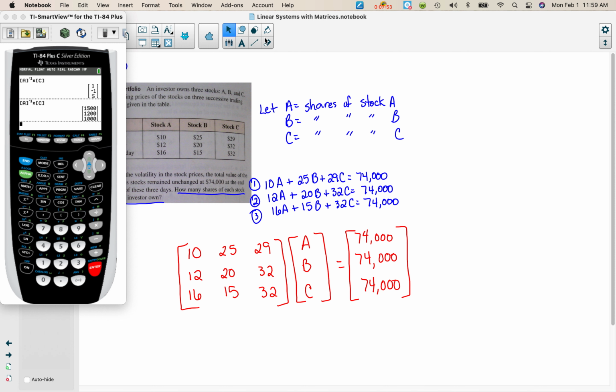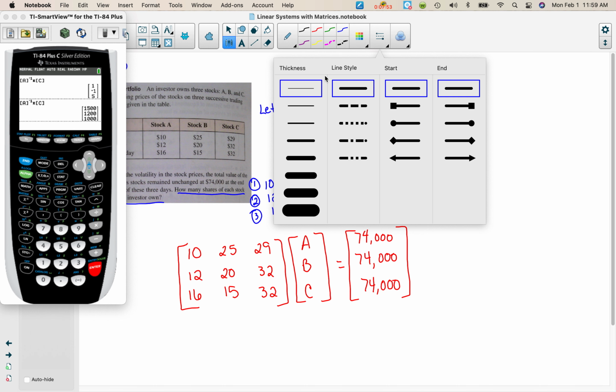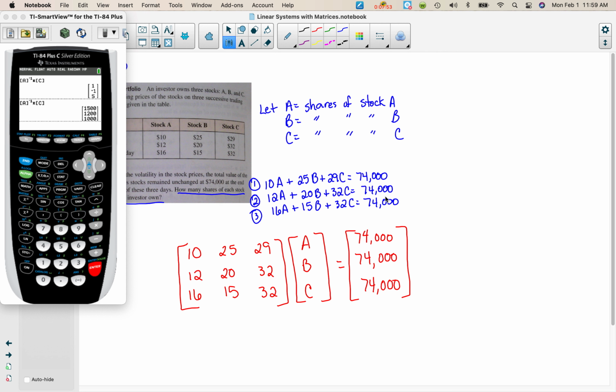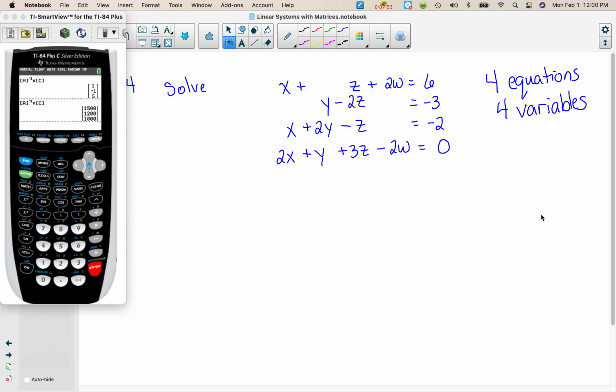So now we know that we've got, this was how many shares of each stock, so he should get 1,500 shares of stock A, 1,200 shares of stock B, and 1,000 shares of stock C. Again, easy to solve.